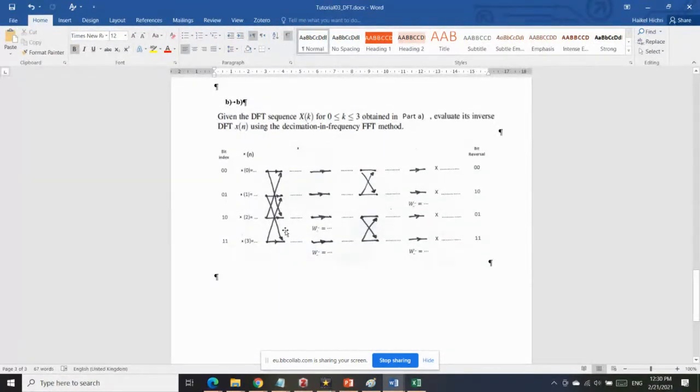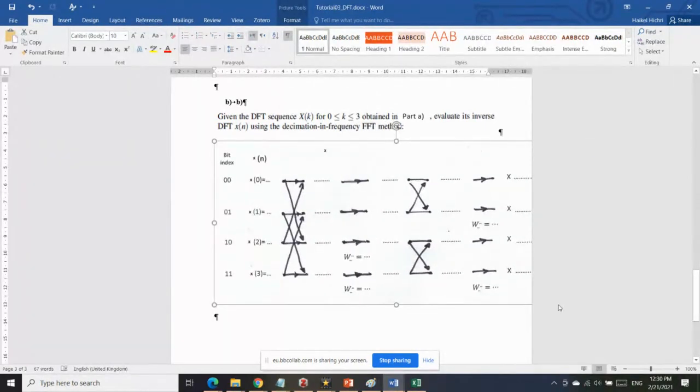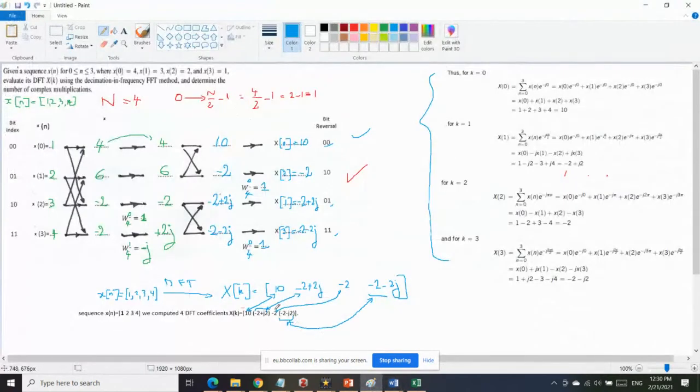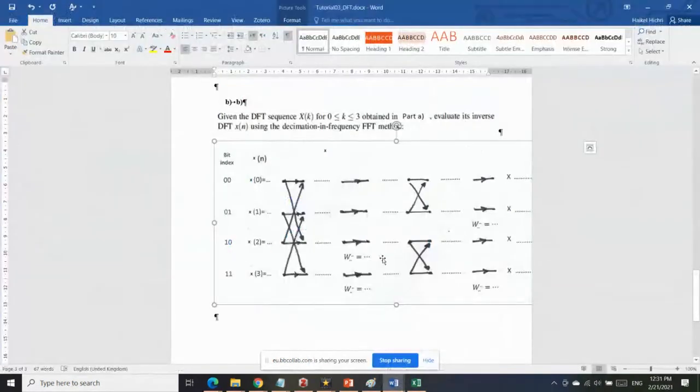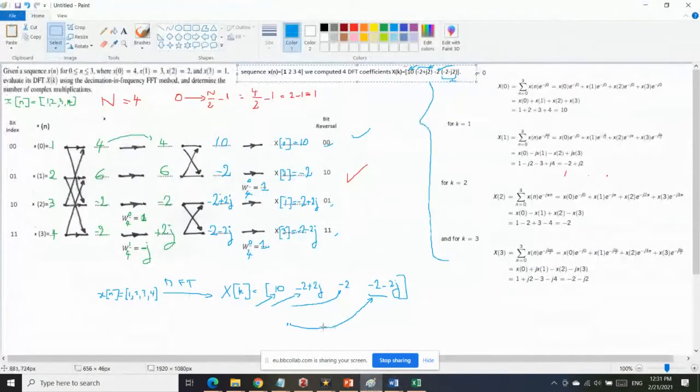طيب قال لك evaluate the inverse. What if we want to evaluate the inverse؟ نبغى نسوي الانفرس. يعني عندي انا النتيجة اللي هي هذه، ابغى اخبيها فوق. طيب بجيب هذا، اسوي الانفرس.